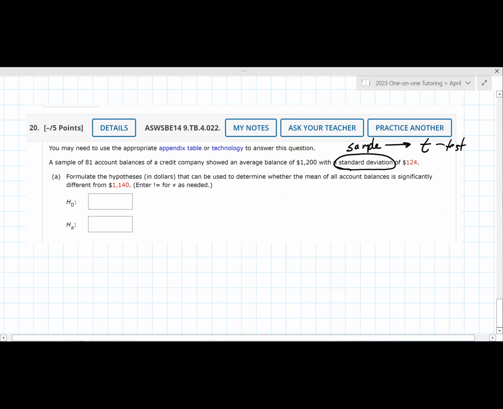Okay, but that doesn't affect the null and alternative hypothesis at all. And that's maybe why this is so confusing, because it actually only affects your test statistic, kind of, and then the p-value mostly. All right, so this one's actually a lot like the ones we've been doing. A sample of n equals 81 showed an average balance of $1,200, with a standard deviation of 124. Formulate the hypothesis that can be used to determine whether the mean of all account balances is significantly different from 1140. So these are both mu's.